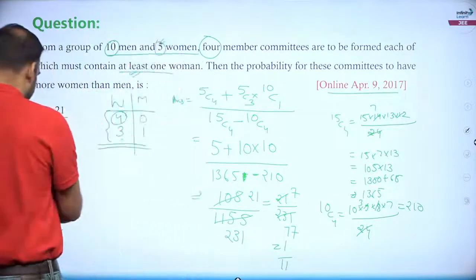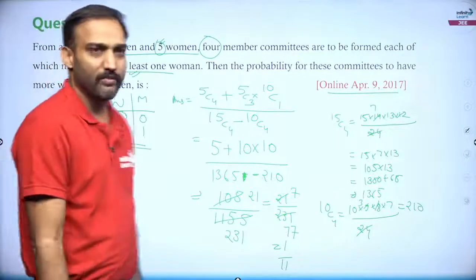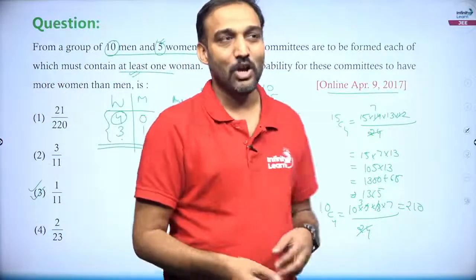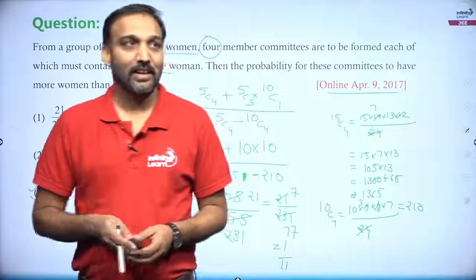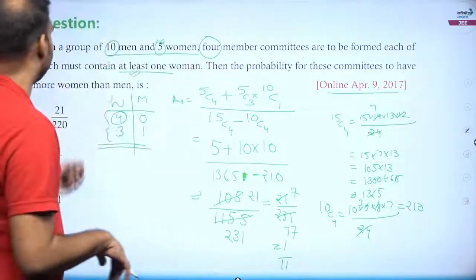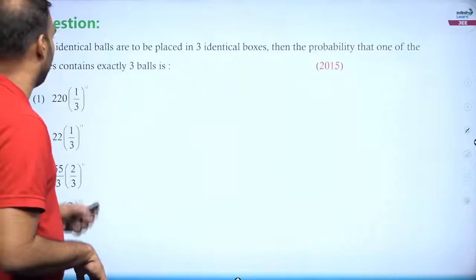1 by 11. So upon simplification we got the answer as 1 by 11, that is option C. Right, guys? So this is the answer for this particular question. Let us see the next one.